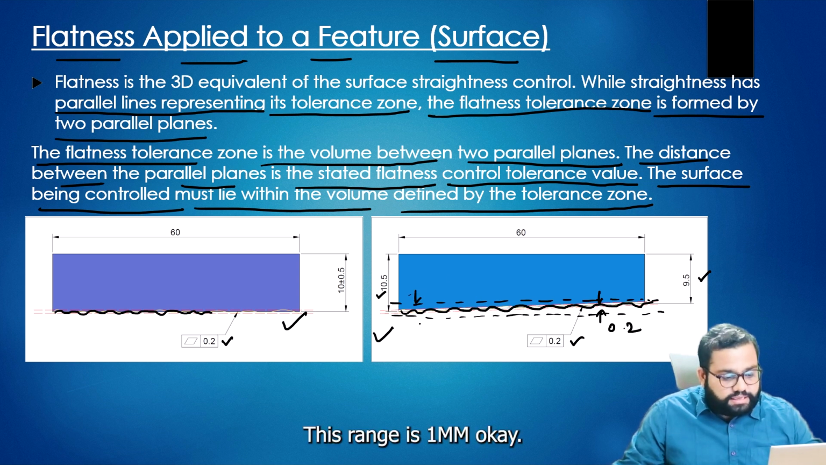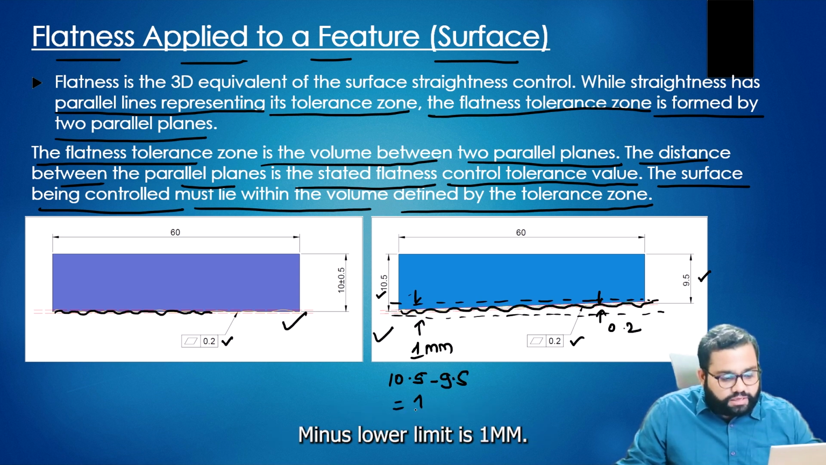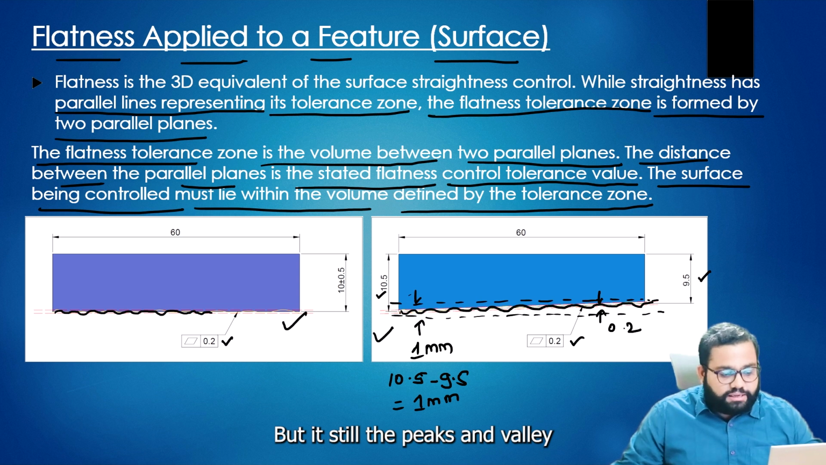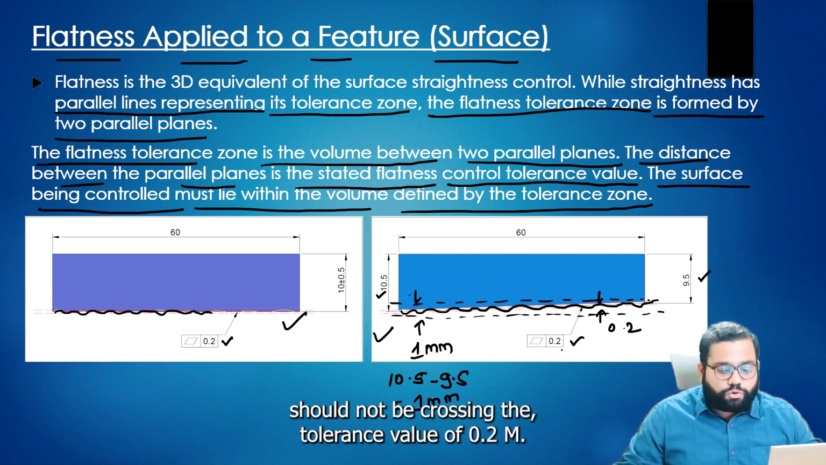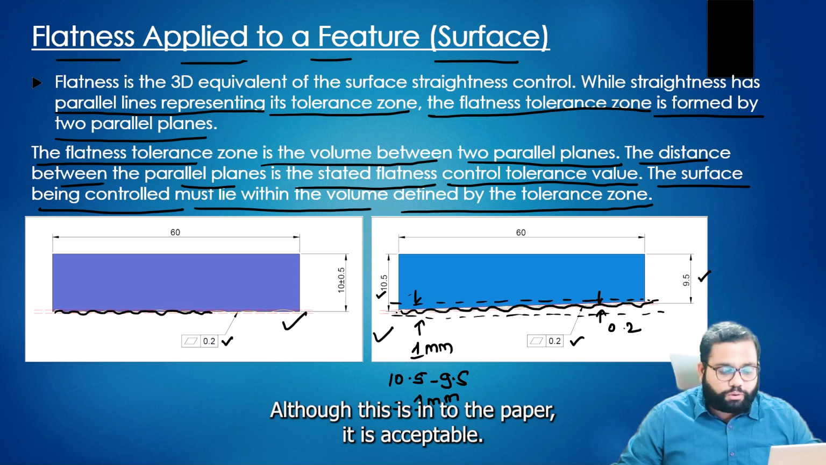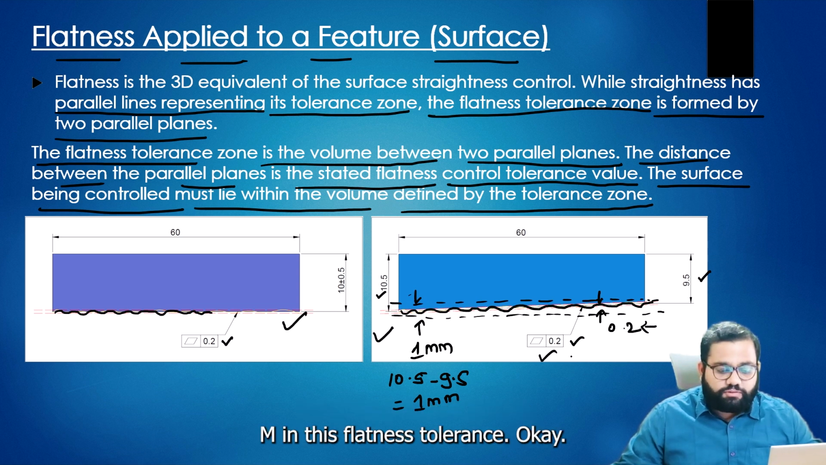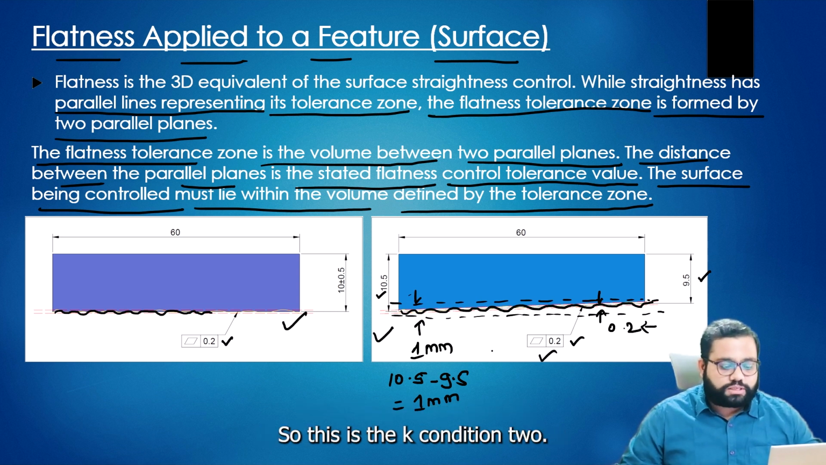this range is 1 mm, because 10.5 minus 9.5, upper limit minus lower limit, is 1 mm. But still the peaks and valleys should not cross the tolerance value of 0.2 mm. So peaks and valleys are defined. Although this is tapered, it is acceptable, but the peaks and valleys should not be more than 0.2 mm in this flatness tolerance. So this is condition 2, the second condition.